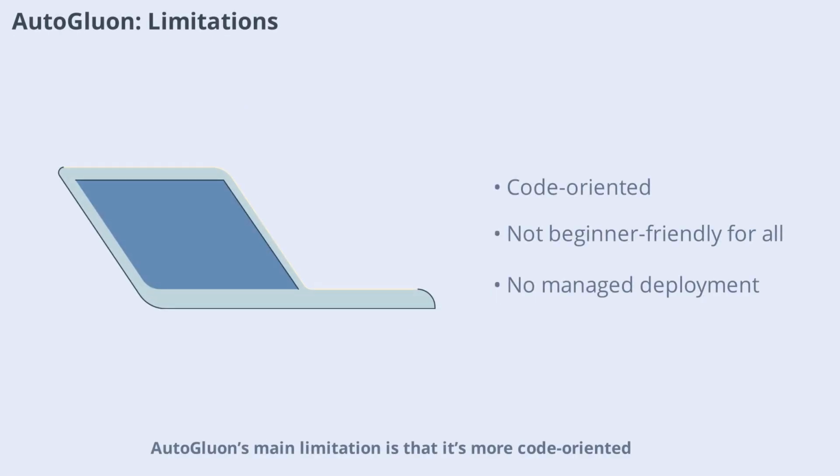AutoGluon's main limitation is that it's more code-oriented, which can be challenging for non-programmers. Deployment isn't managed as a full cloud service by default, so you'll need to handle more of the setup yourself. If you're looking for a point-and-click experience, AutoGluon may not be the best fit. But for those who enjoy coding, it offers a lot of power and flexibility.